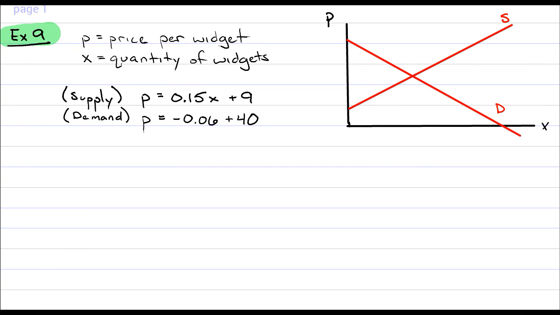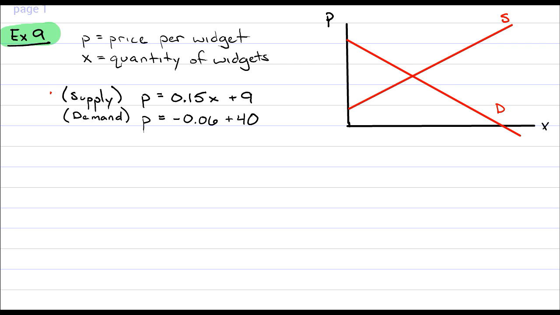Example 9 deals with supply and demand. In this problem, we have a product called widgets that are being bought and sold on the market. We are given two variables, P and X. P is meant to refer to the price per widget, and X is some quantity of widgets. It could either mean the quantity demanded in the market or the quantity currently being supplied in the market.